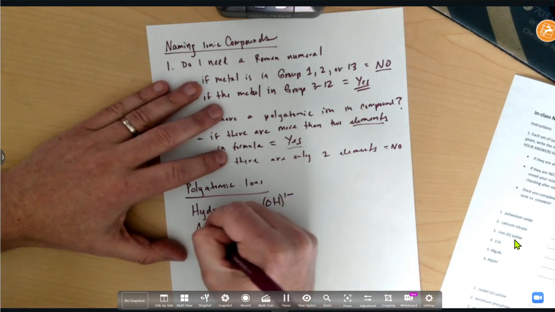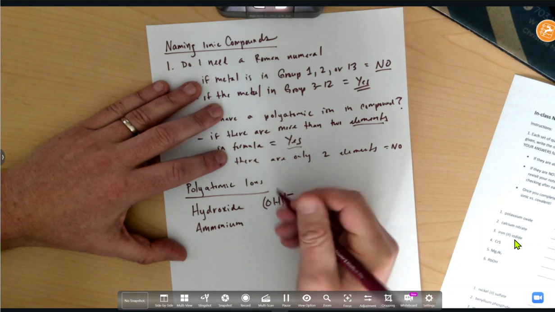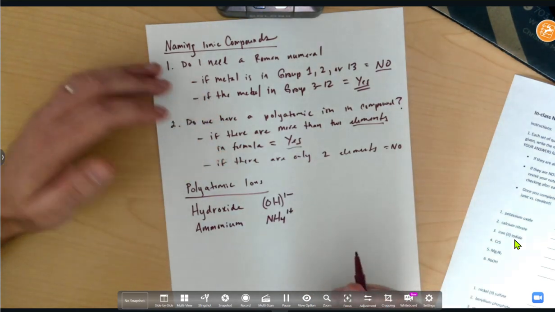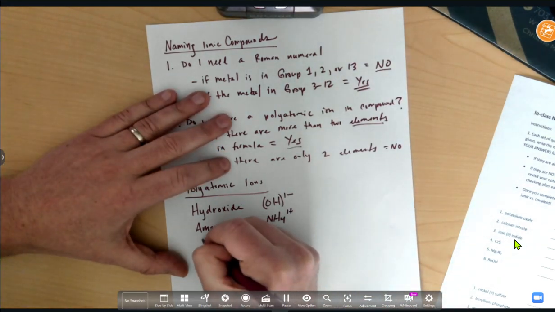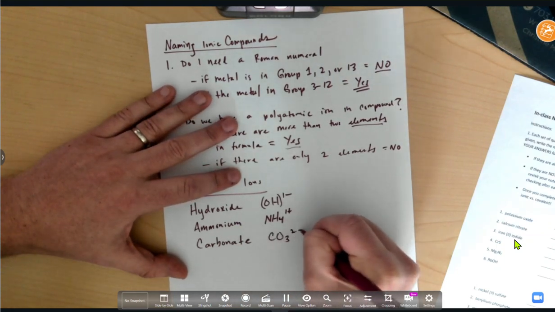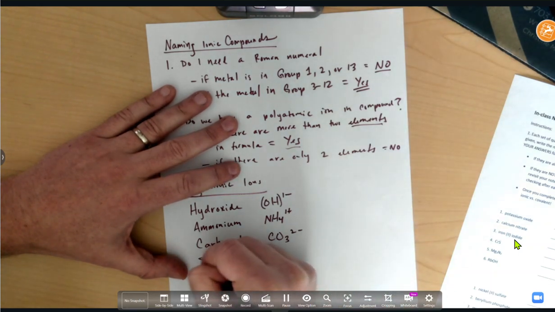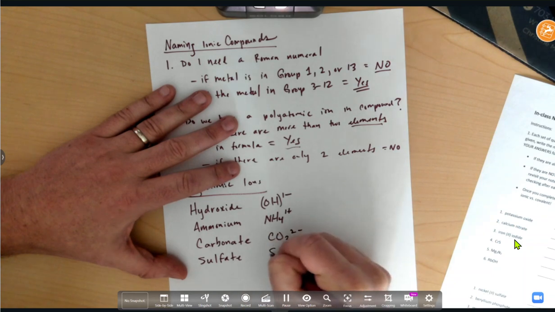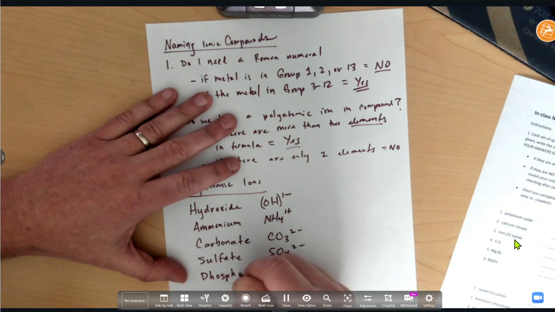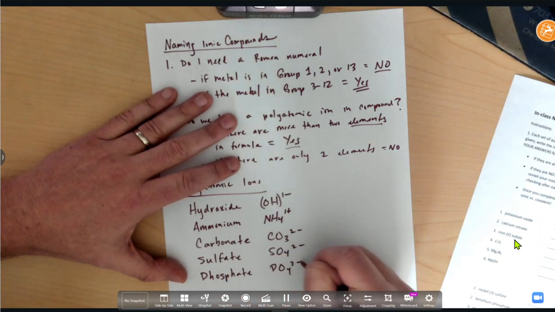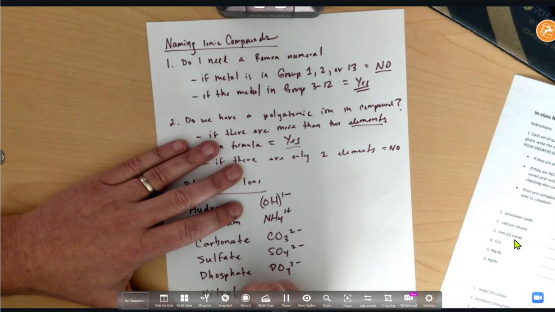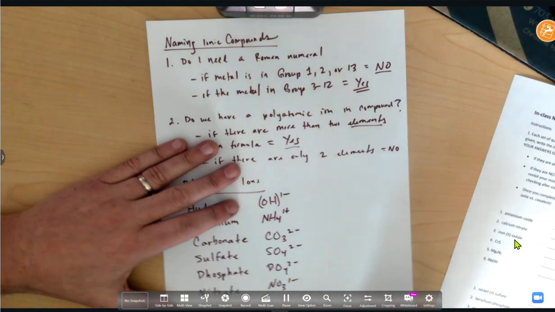Alright, the next one we have is called ammonium. It's not that we will call it, that's just what it's called. And ammonium is a cation with 1 nitrogen, 4 hydrogens, and the ion has a charge of +1. Then we have carbonate. Carbonate is CO3 with a charge of 2-. Sulfate. Sulfate is SO4, also with a charge of 2-. Phosphate, which is PO4 with a charge of 3-. And finally, nitrate, which is NO3 with a charge of 1-.